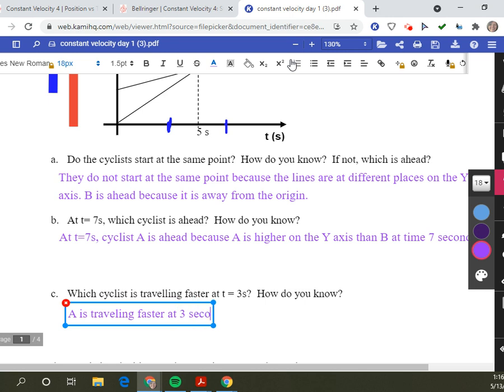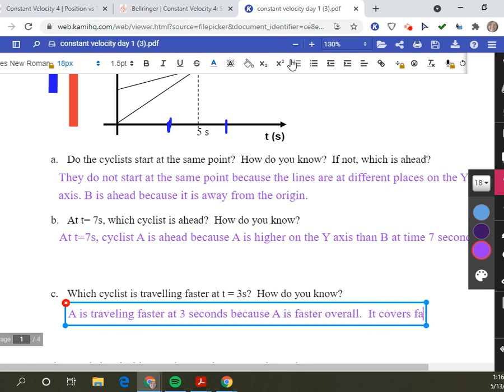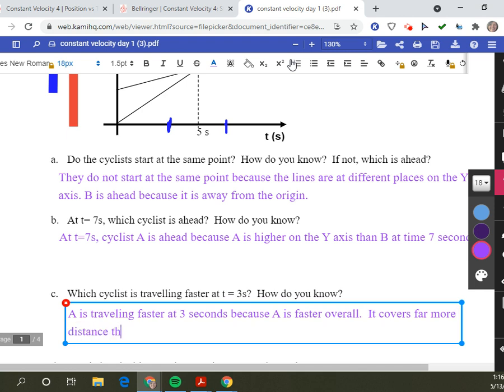That's 3 seconds because A is faster overall. And then we could even add another sentence if we want to be really clear. It covers far more distance than B in the same amount of time. Okay.